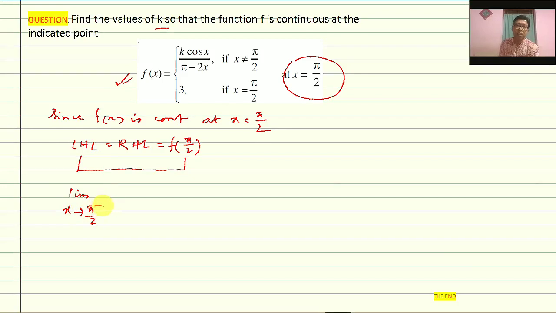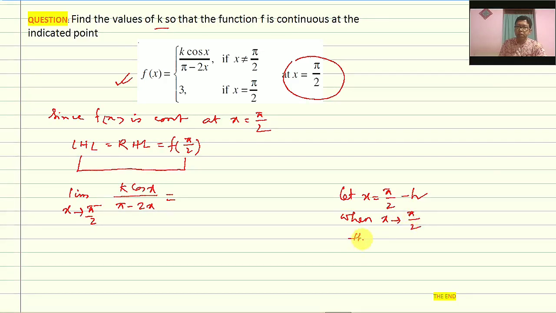This minus sign is the directional sign actually. It means x is tending to pi by 2 from the left side of pi by 2 of f of x. And since x is not equal to pi by 2, you have to take k cos x upon pi minus twice x. And what will be the value? You have to substitute. Let x equal pi upon 2 minus h. When x tends to pi upon 2, then h tends to 0. So you have to write limit h tends to 0 k cos of x, where x is equal to pi upon 2 minus h, so write cos of pi upon 2 minus h.